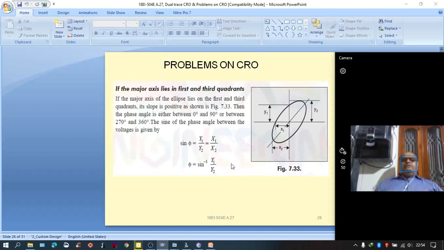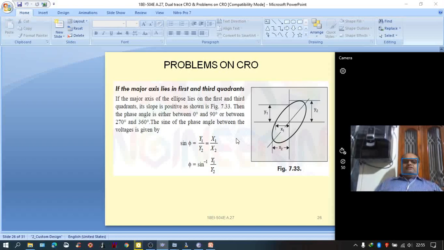So we have seen the indirect measurement of frequency with a known value of frequency. Now the indirect measurement of phase using Lissajous patterns. Suppose two signals of the same frequency are applied, then we get different Lissajous patterns, and we have seen how to calculate the values in the previous classes.